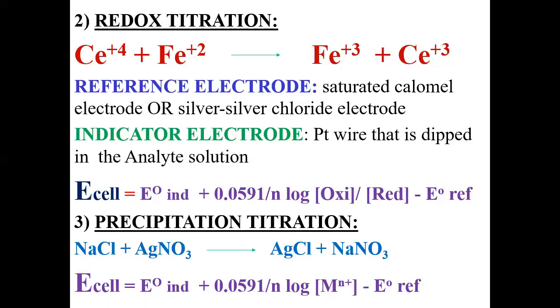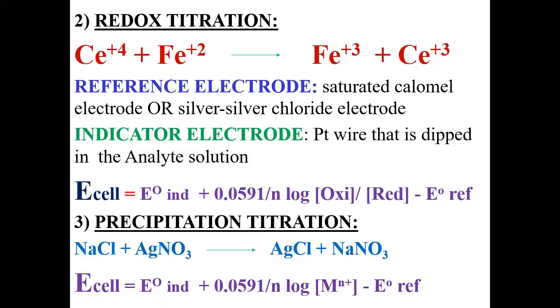White precipitates of silver chloride are formed. So this can be used as an indicator. It will cause a change in the EMF of the cell, so we can detect the endpoint for the reaction. So you can see this is the equation: NaCl reacts with AgNO3 to give AgCl, white precipitates of AgCl, plus NaNO3.